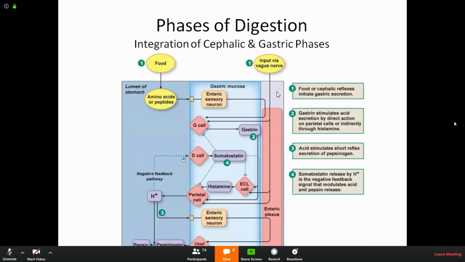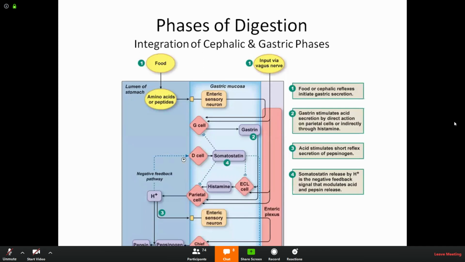Whenever there is food in the stomach, or due to the cephalic phase, there is stimulation of the enteric nervous system, the G cells, and the parietal cells. Stimulation of the G cells and parietal cells will cause hydrochloric acid secretion, and it will also stimulate the chief cells. Chief cells will secrete pepsinogen and pepsin, right?